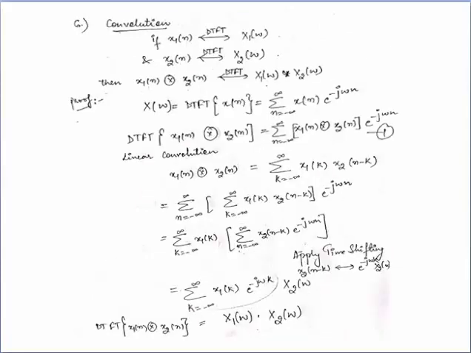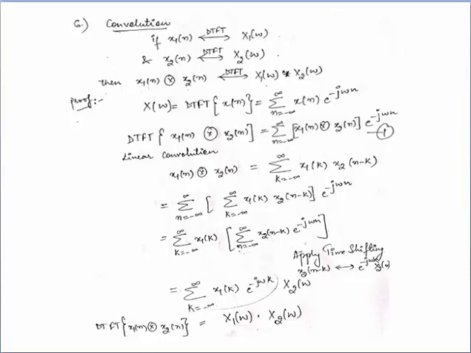Now sixth property of DTFT is convolution property. Convolution of two sequences. First, if x1 of n DTFT is X1 of omega and x2 of n DTFT is X2 of omega, then according to convolution property of DTFT, x1 of n convolution x2 of n DTFT is equal to X1 of omega into X2 of omega.